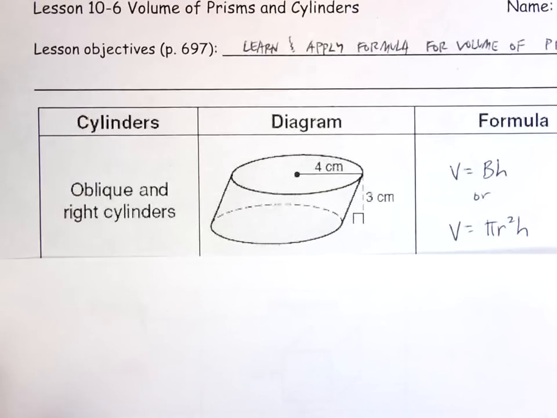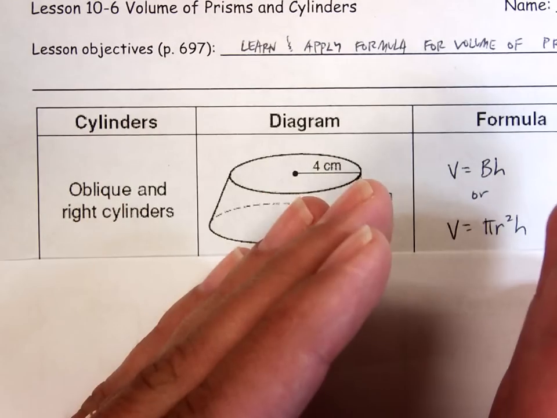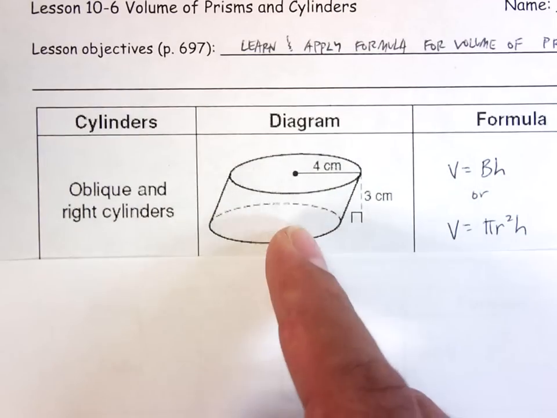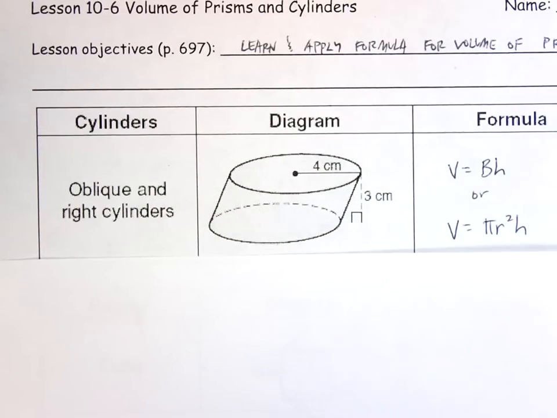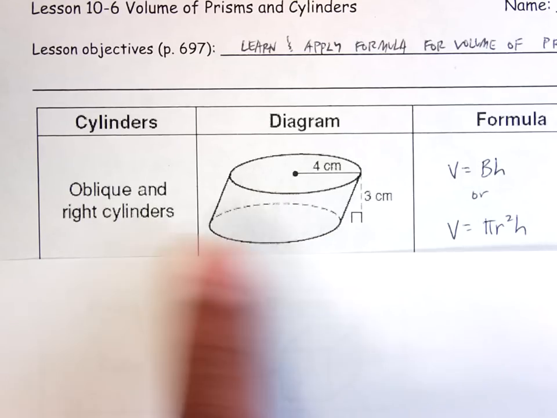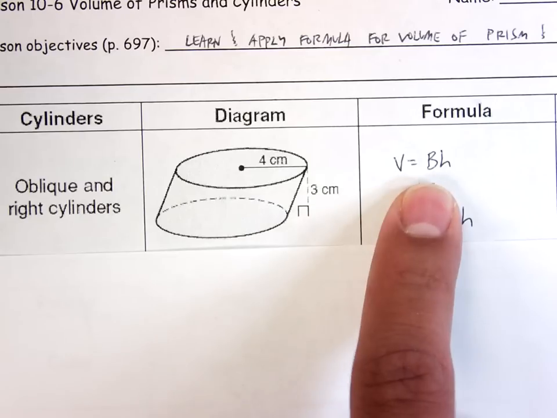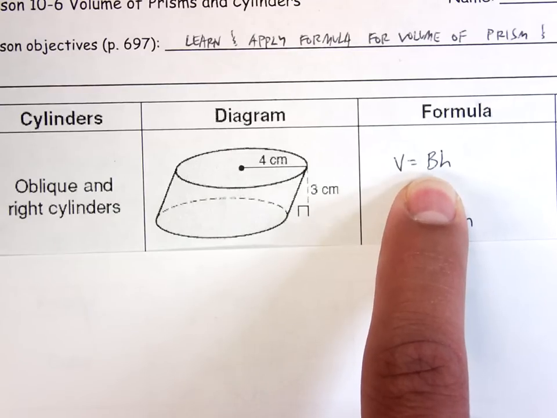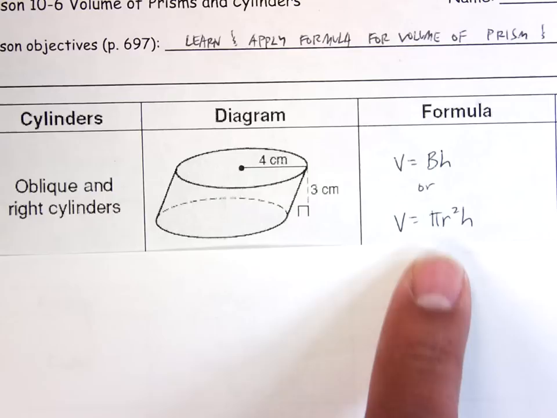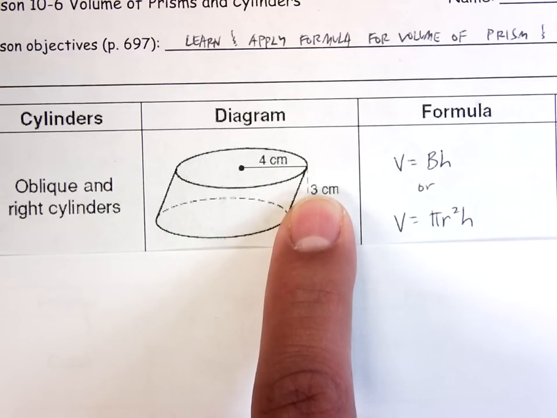All right, so an oblique and a right cylinder. Oblique is what you have here. Oblique just means it's leaning. A right cylinder is one that is standing straight up and down. But the formula for volume is the same no matter if it's oblique or right. Given this picture, the formula for a cylinder, volume equals big B times H. Big B is the area of the base. Because the base is a circle, instead of writing big B, I can just use pi r squared, because the area of a circle is pi r squared. And this H is the perpendicular height of the cylinder.